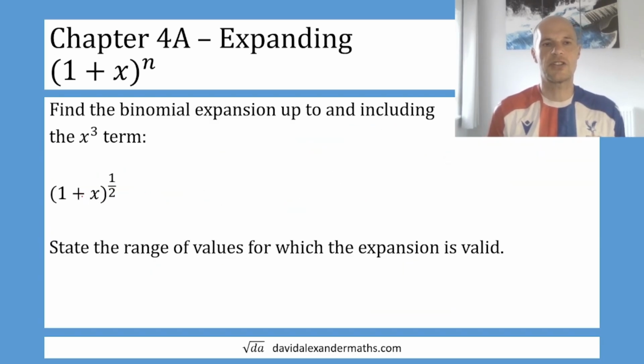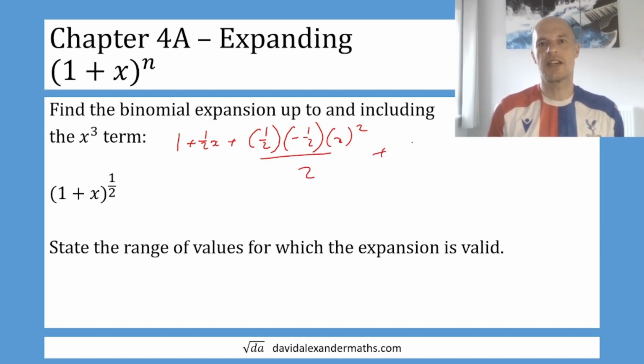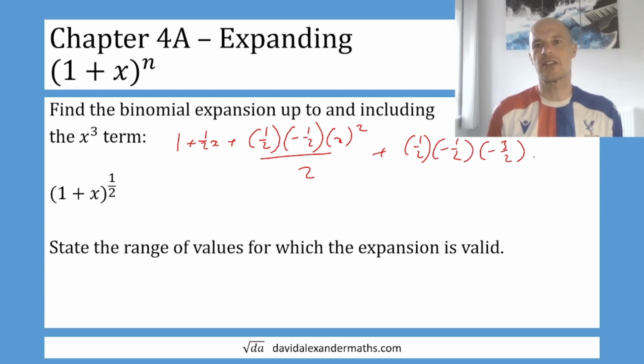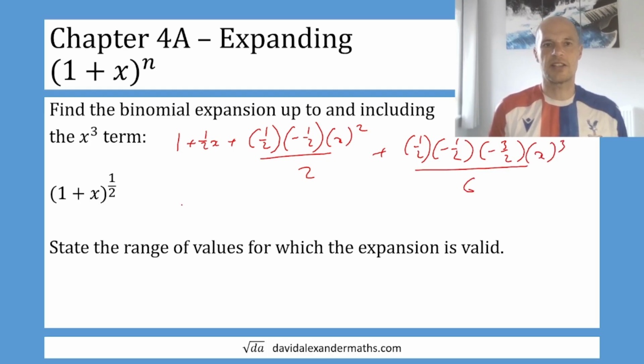Okay, so a similar question here, except it's to the power of a half, not a negative number. The first term is 1, the second term is 1/2 times x, so that's plus 1/2 x. The next term is going to be 1/2 multiplied by 1 minus a half, which is a minus a half, multiplied by x squared over 2, and the next term is 1/2 take away 1 multiplied by minus a half, take away 1 multiplied by -3 over 2, and that is multiplied by x cubed all over 6.